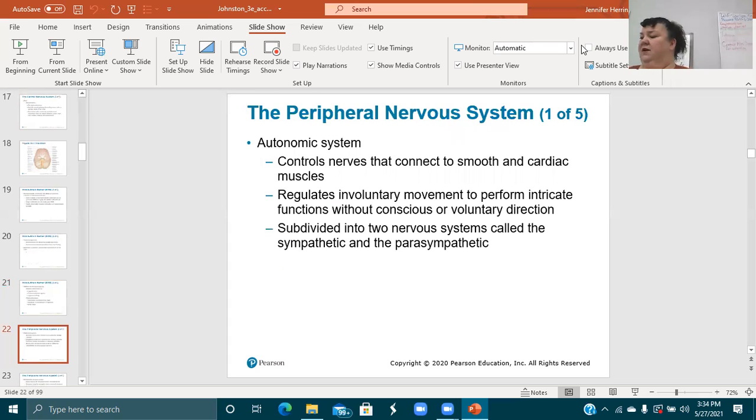Let's look now at the peripheral nervous system. And again, it's broken down into various parts. The first part of the peripheral nervous system that we'll look at is the autonomic system. This controls nerves that connect to smooth and cardiac muscles. It regulates involuntary movement to perform intricate functions without consciousness or voluntary direction. It is subdivided into 2 nervous systems called the sympathetic and the parasympathetic nervous systems.